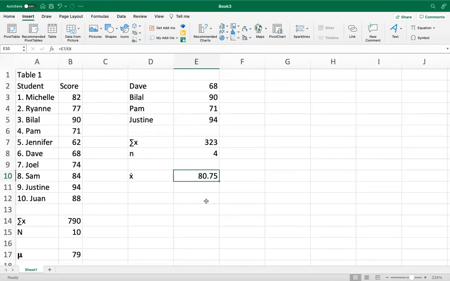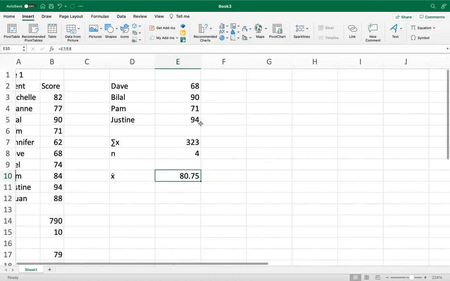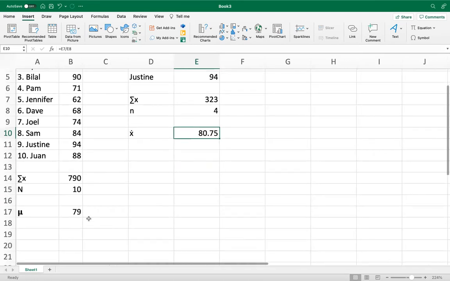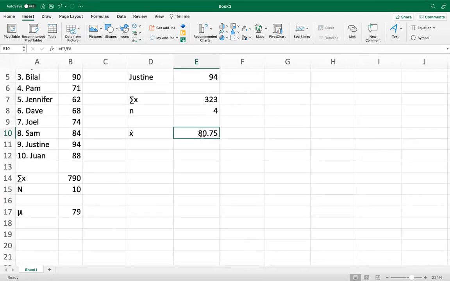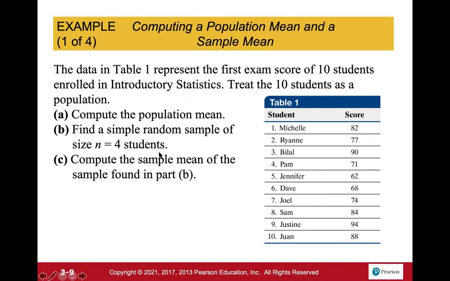Let me clear this. Perfect. So now we have our mean, which is the mean of the entire population versus the mean of our sample size. And notice that the numbers are really close to each other. Here we have 79, over here we have 80.75. So on average, it's going to be a little bit larger than our actual population. Very rarely are the population mean and sample mean going to be exactly the same. So there we go. Let's see if we missed anything.